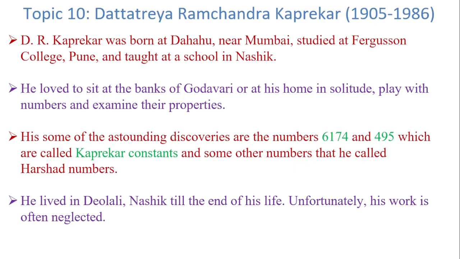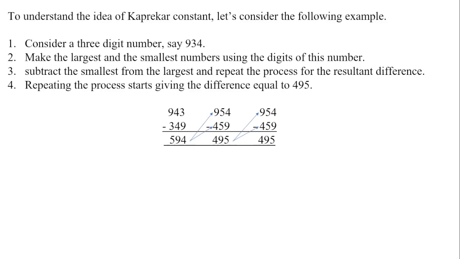So, what is a Kaprekar constant? Let's take this 495 and see what property it possesses. Consider any three-digit number. Begin with any three-digit number, let's say 934. The only condition is that it should not have all three digits the same. There should be at least two digits that are different from each other. Here we have taken all three digits different.